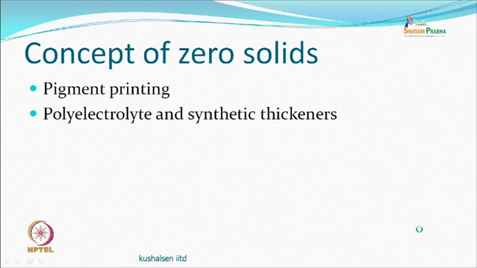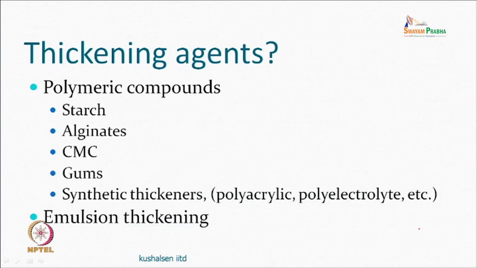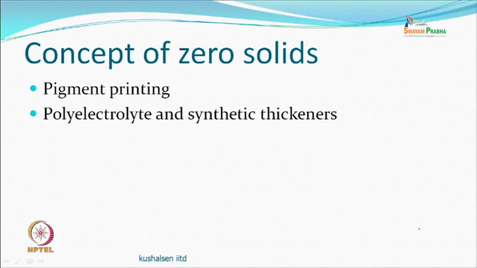I did not talk about, let's say, CMC. I think you can learn about it. I've just gone below. The synthetic thickeners we'll talk about a little bit, and emulsion thickening. Emulsion thickening is for printing of pigments, and one of the reasons is that emulsion thickening has zero solid content. Now you say, how do you get a viscosity with zero solid content?